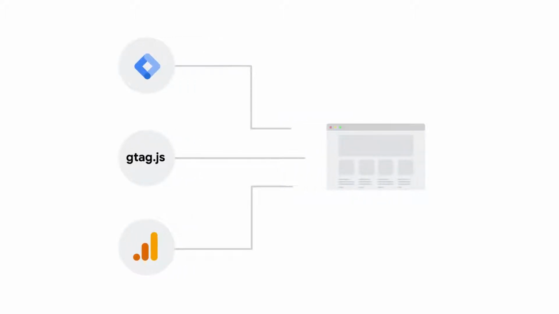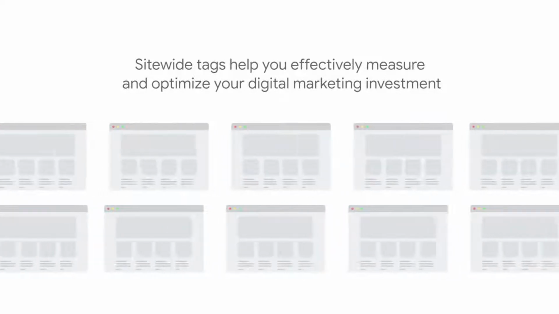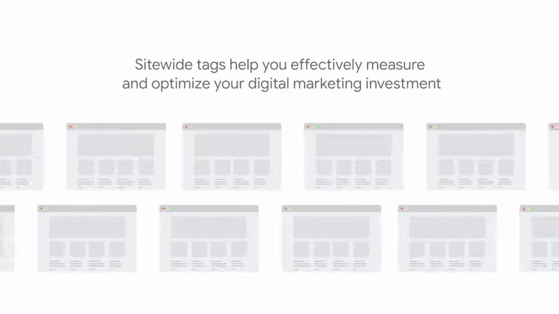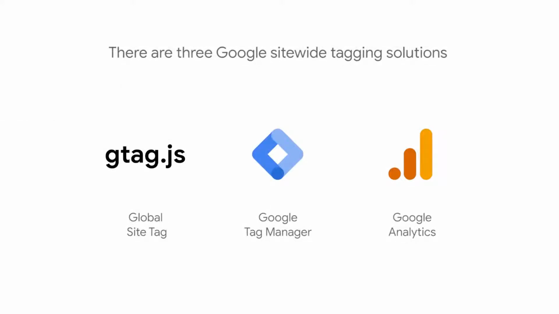In this video, we'll discuss Google's site-wide tagging solutions and how to decide which solution to use. The best way to measure online conversions is to use tools that set cookies in the same domain as your site. These are known as first-party cookies. The tags for these tools should be placed site-wide on every page of your site to effectively measure and optimize your digital marketing investment. There are 3 Google site-wide tagging solutions: the Global Site Tag, Google Tag Manager, and Google Analytics.